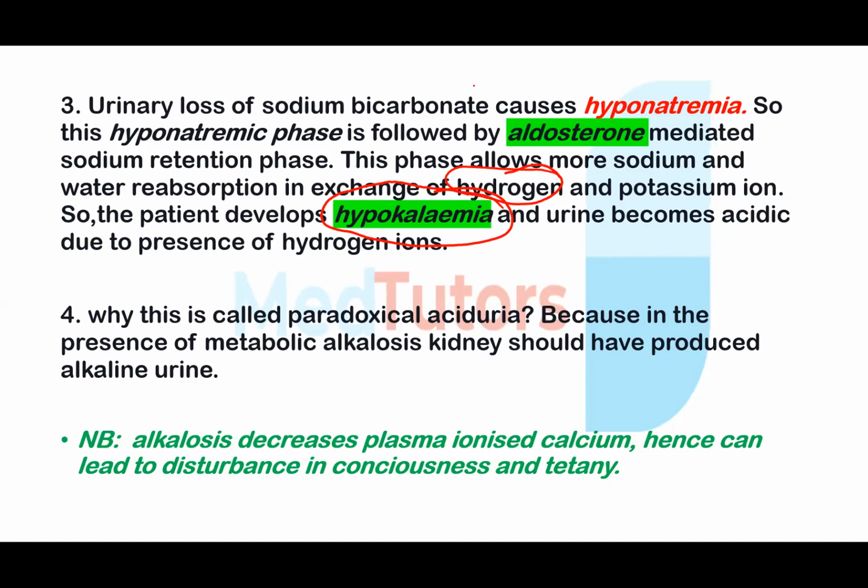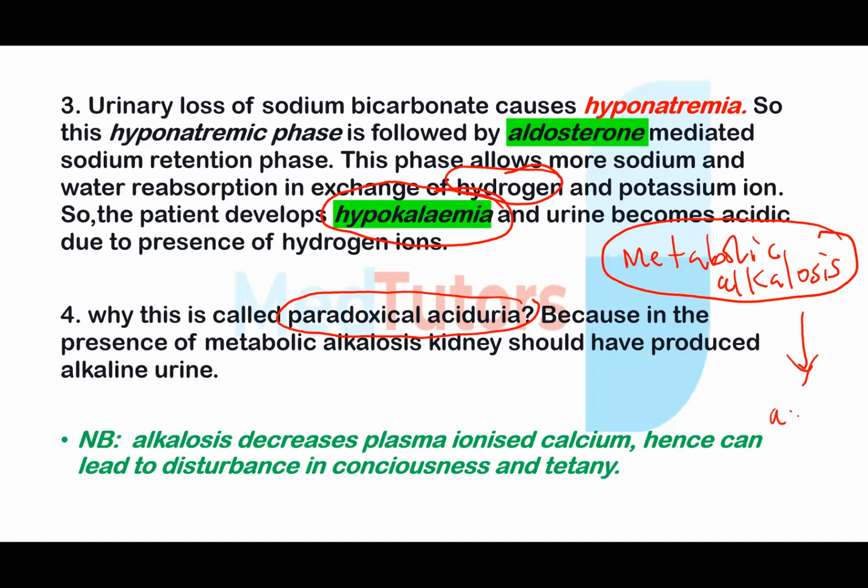Now, it is a paradox. That will be called paradoxical aciduria. Why? Because the patient has metabolic alkalosis and they are losing acid in the urine. That is a paradox. If a patient is alkalotic, why are they losing acid in urine? That's why it's paradoxical aciduria, because in the presence of metabolic alkalosis, the kidney should have produced alkaline urine. However, they are producing acidic urine.